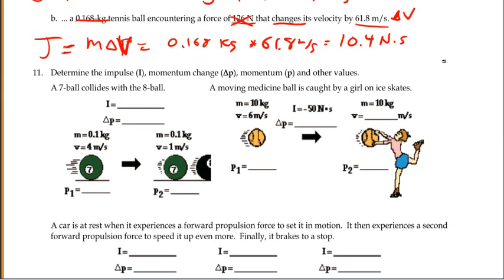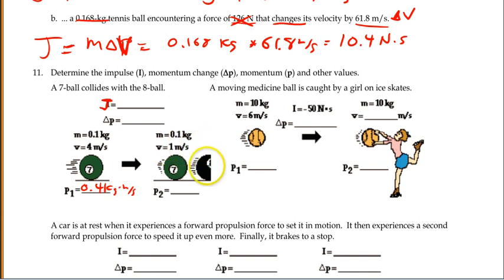Okay, so now we have some pictures to help us out with this idea of change. Now, physicsclassroom.com likes to use capital I for impulse. Again, in most situations, J is the more commonly used. Now, in this one we have a 7 ball. It's got a mass of 0.1 kilograms, moving at 4 meters per second. So it has a momentum of 0.4 kilograms times meter per second.